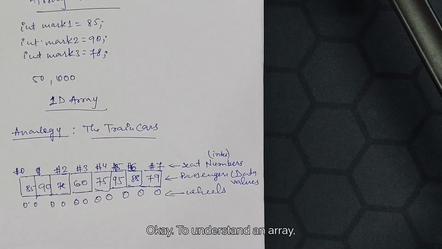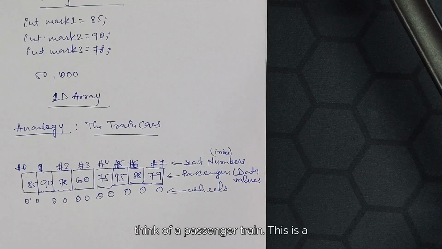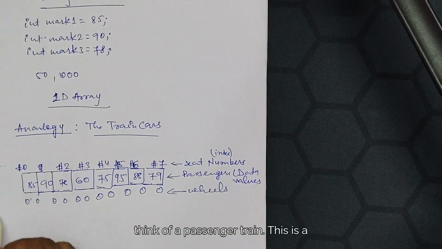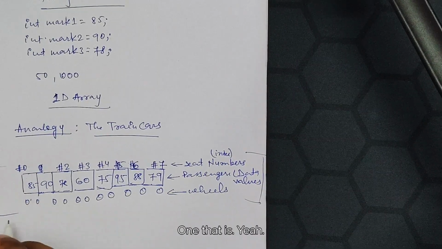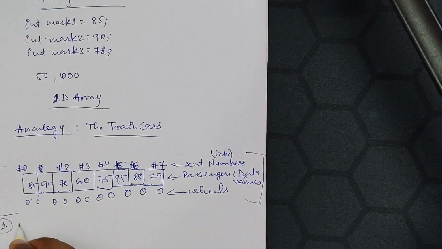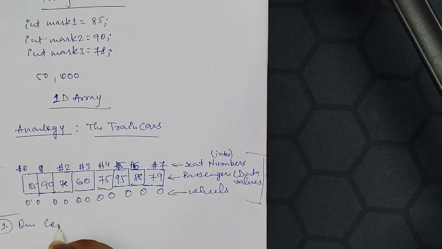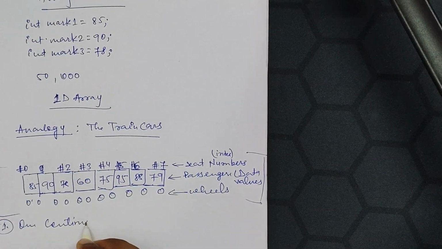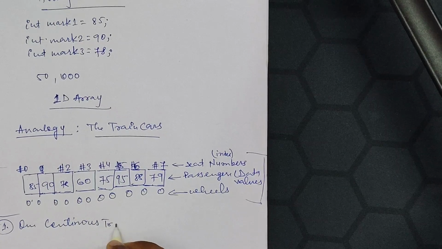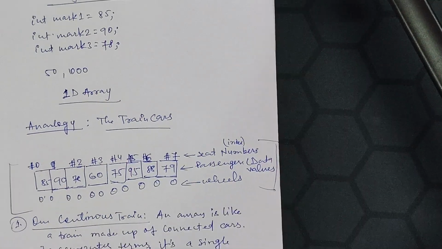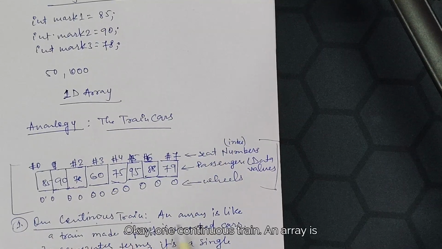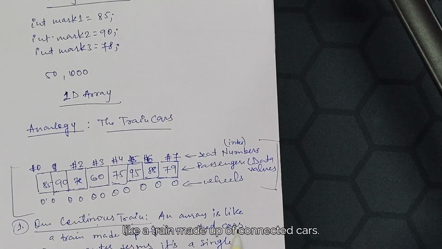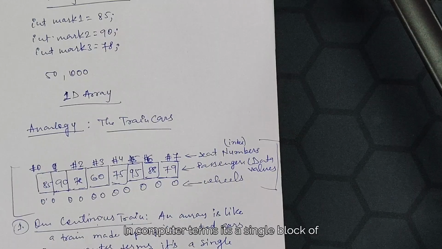Okay. To understand an array, think of a passenger train. One continuous train. An array is like a train made up of connected cars. In computer terms, it's a single block of continuous memory.